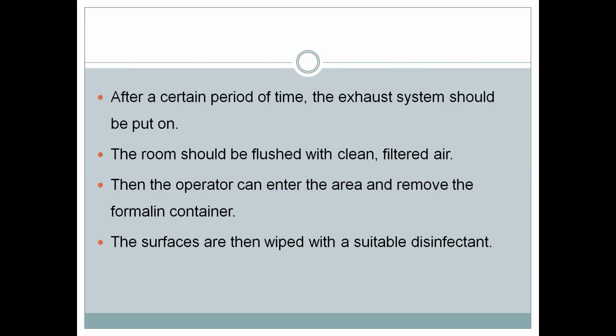So I repeat, after a certain period of time, the exhaust system should be put on. That means after fumigation, the room should be flushed with clean and filtered air. Then the operator can enter the area and remove the formalin container he kept for fumigation. Then the surfaces are wiped with a suitable disinfectant. Generally in the industry they do the aseptic process control.